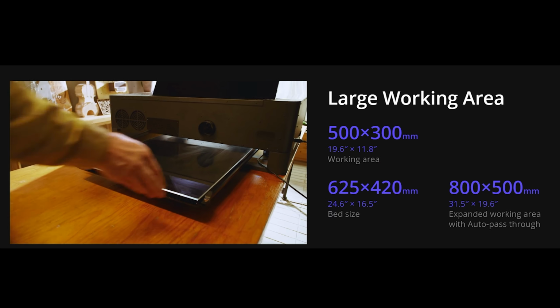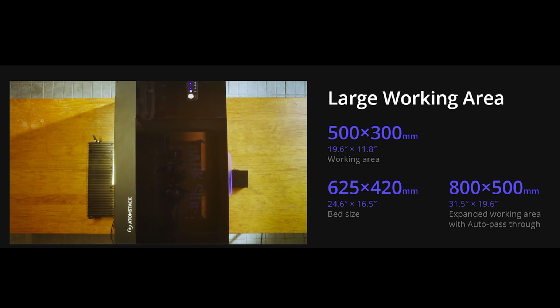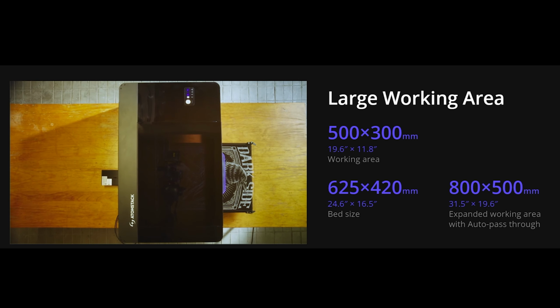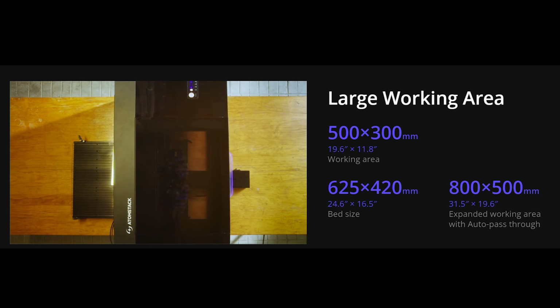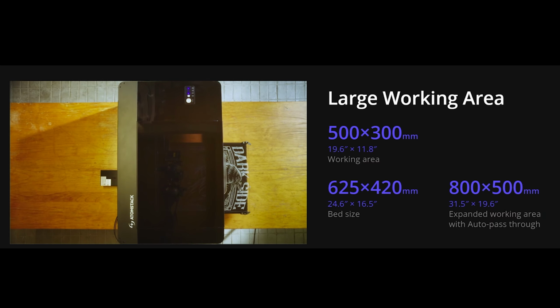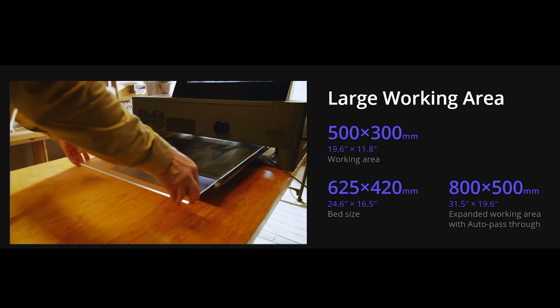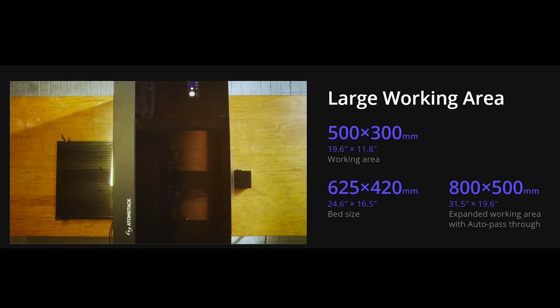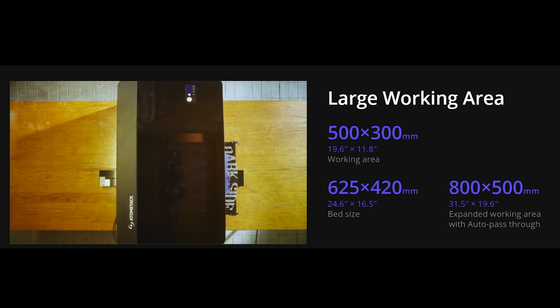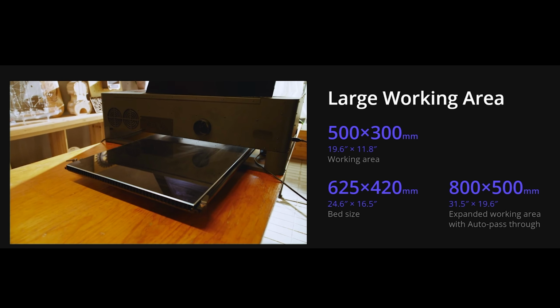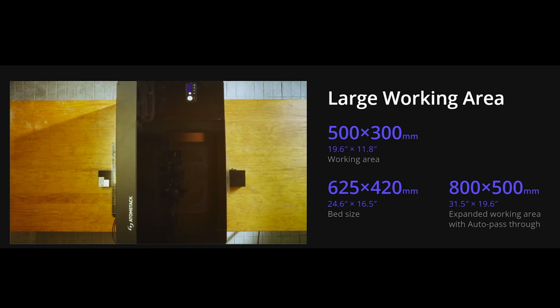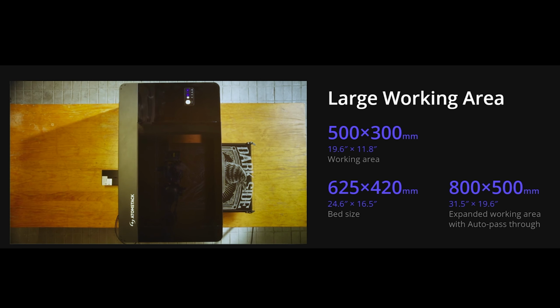You do have a 19.6 inch by 11.8 inch working area. So that should be about the perfect size. It's basically the standard boards are 20 by 12, and that should fit in there because the bed size is actually larger than that. But the working size itself, just keep that in mind, is that 19.6 by 11.8. And then whenever you expand it with the actual pass-through slot, you can get up to 31.5 inches by 19.6 inches.